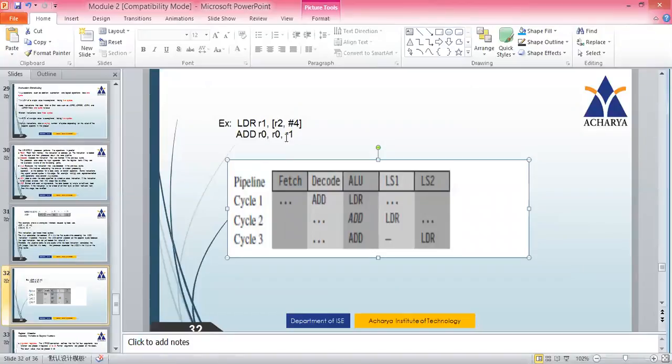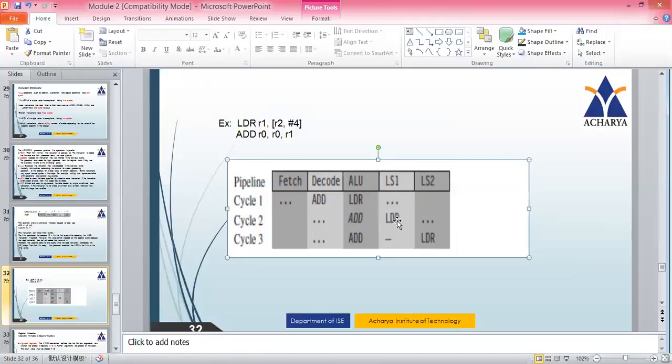So R1 you can get only if you finish this task. Only if you finish this task, R1 can be loaded, and that R1 we can use for the add. So you can understand the interdependency. Henceforth, the add instruction cannot be performed unless LDR finishes its task completely. I hope things are clear to you.